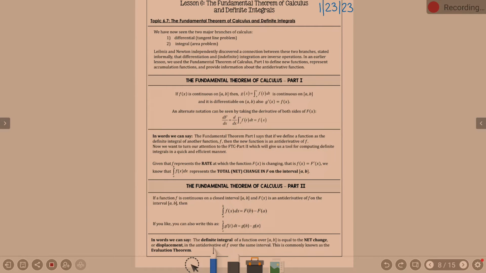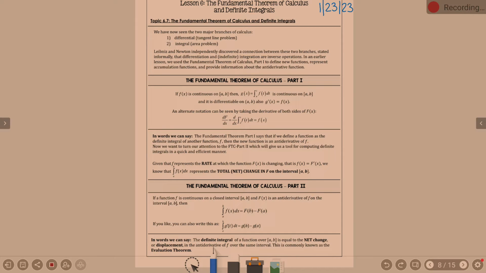We've seen two major branches of calculus. Differential, so that's our derivatives, that's the tangent line problem, and now we're working with integrals and the area problem. Now, Leibniz and Newton are mentioned here, which officially, you've heard those names, both credited with discovering calculus. I think at the time it was more fighting over who discovered it, and now, however many years later, they're both credited with finding it.